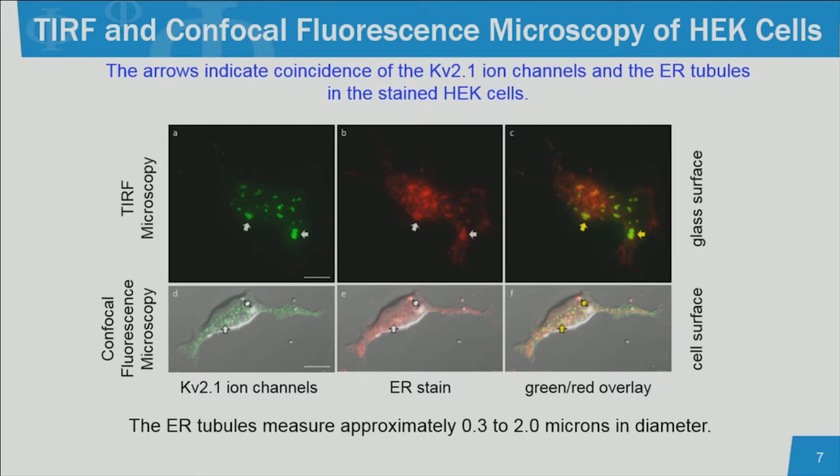And so the confocal microscopy images were much more interesting to look at the cells from our standpoint. And those are shown in the bottom row. So in green, we have the fluorescence images for the Kv2.1 channels. In red is the fluorescence image from the ER tracker stain. And then on the right column is the overlay of those red and green images. And the yellow arrows indicate coincidence of the Kv2.1 channels and the ER tubules extending towards the plasma membrane.